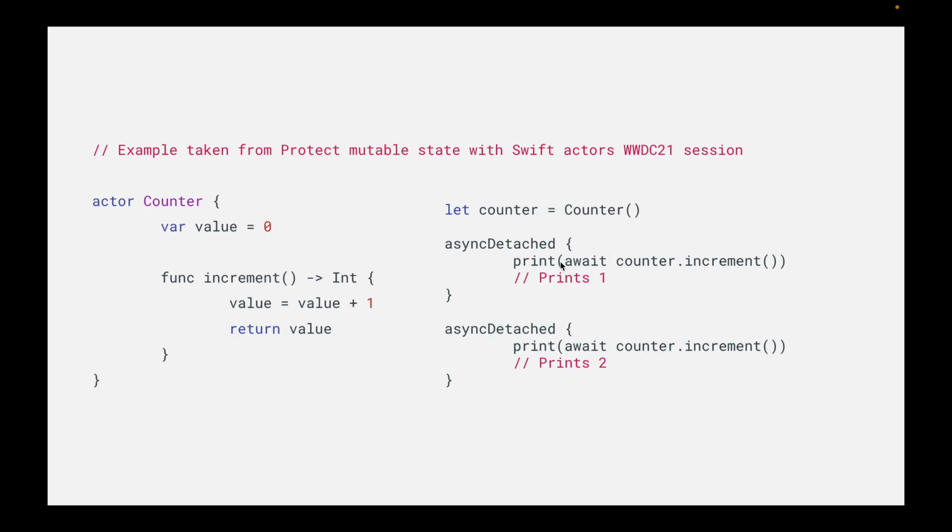Since we're running the code asynchronously, the first time that we call the increment function, we get 1, and the second time, we get 2, every time we run this code. So this solves our data race problem.